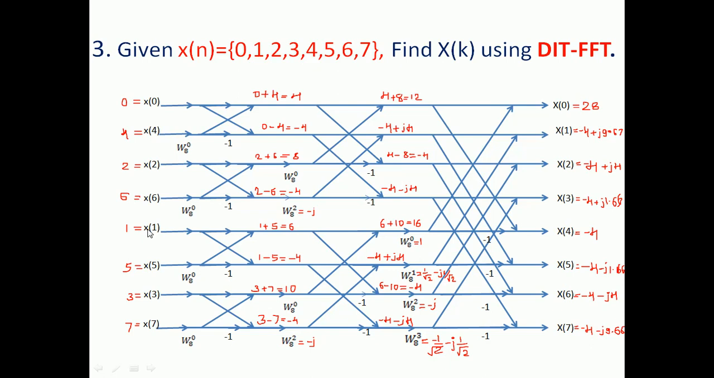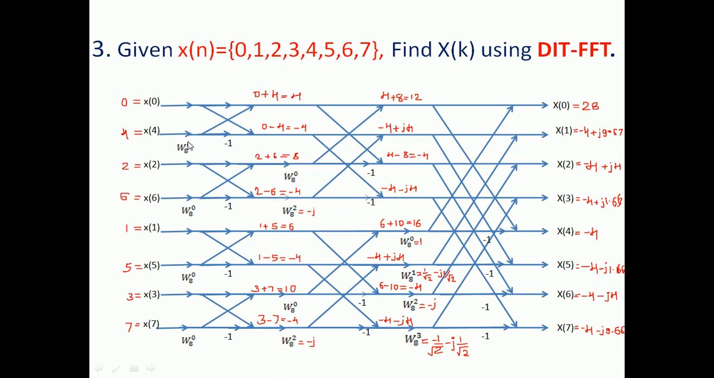X of 4 is replaced by x of 1. X of 1 is 1. X of 5 is replaced by x of 5 itself, so x of 5 is 5. X of 6 is replaced by x of 3, so x of 3 is 3. X of 7 is replaced with x of 7, then x of 7 is 7.